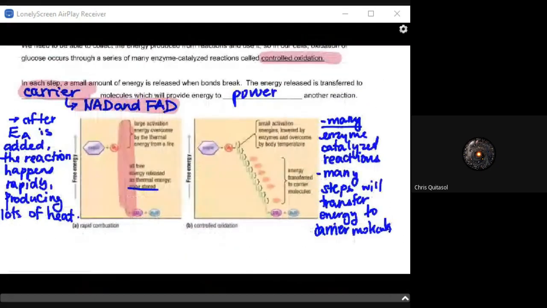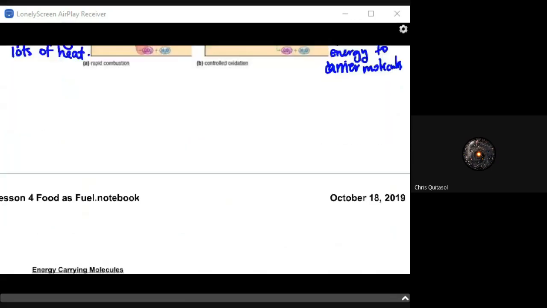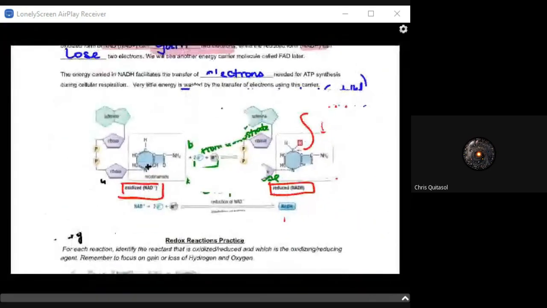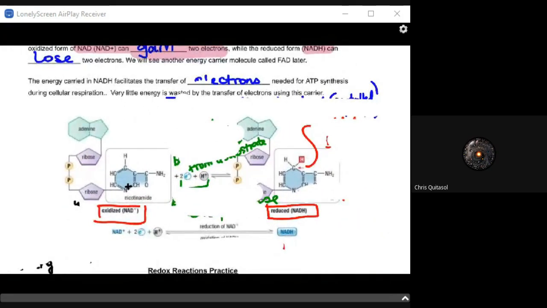So you can start to see now why that slower, controlled oxidation is way better than rapid combustion, because very little, if any, energy is lost in that electron transfer between the electron donor, the sugar, and the electron acceptor, NAD. So let's take a look at some of the specifics of that NAD reaction, and then we can look at some redox reaction practice, and then that will be it for the day in terms of lessons. So let's look at what happens when we describe that NADH reaction.